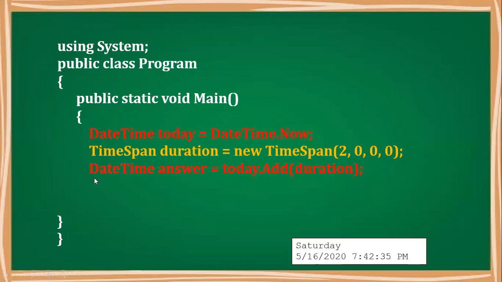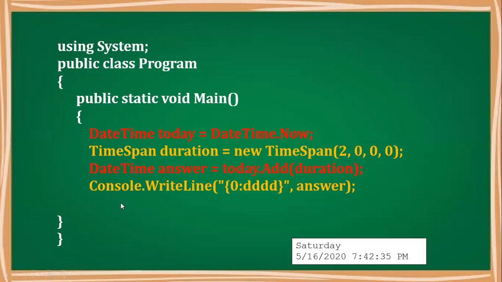Now what we did in the third line, DateTime answer, this is just a variable. We have used today. So today already has the current date and time, now. The value came into today. Then DateTime answer is today.Add(duration). So first we calculated the current DateTime. In the third line, we are adding the duration that we calculated in the second line. And now we want to print the answer.